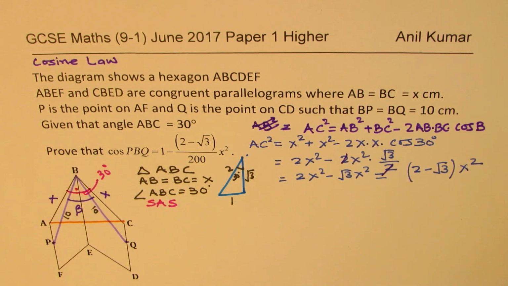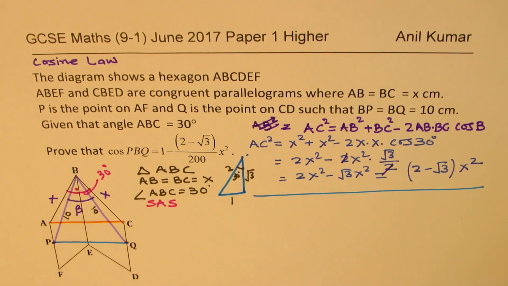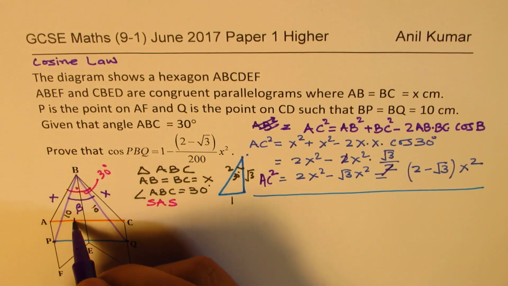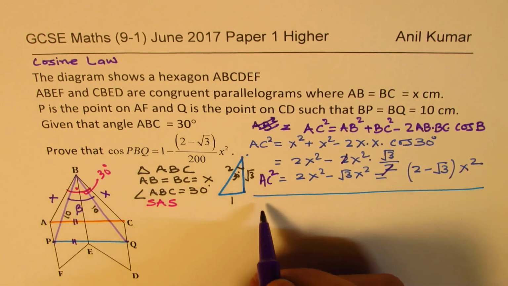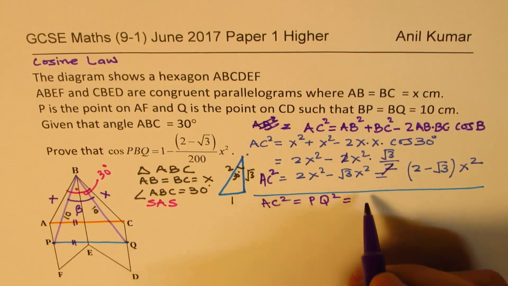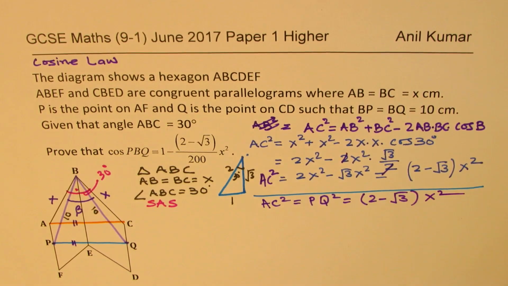Okay, now what? Now let's look into the other triangle PBQ, right, and then follow a similar strategy. I guess that should be perfectly fine, correct? So we've done one part, and here basically we found what is AC square. Okay, so we know AC square should be equals to PQ square. So we'll begin with AC square equals to PQ square, and both are equal to 2 minus square root 3 times x square. Fine.